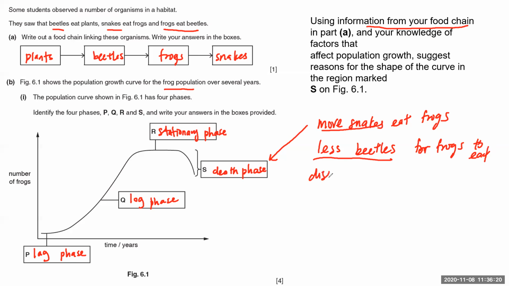Okay, what else can cause it? Diseases, pollution. For example, acid rain can cause the eggs of the frogs to die off. So any one of those are accepted. Okay. All right, let's do the next question.